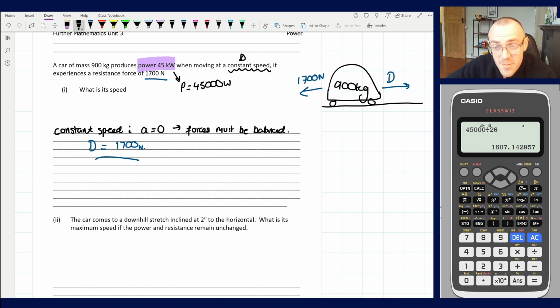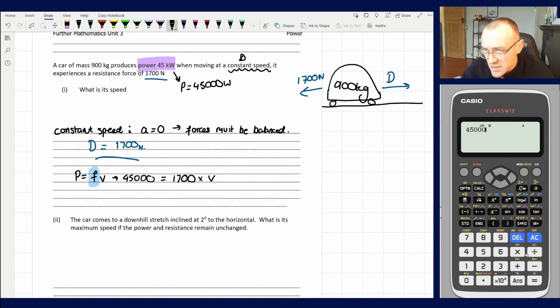So what I can do from there is use the power formula. Keeping in mind that the force we use here is the driving force of the vehicle, so that's going to be the 1700. Power is 1700 times the velocity. Oh, I know the power. It's 45,000. So a little bit of rearranging once again, and a divide by 1700 this time. And I get a velocity of 26.47.